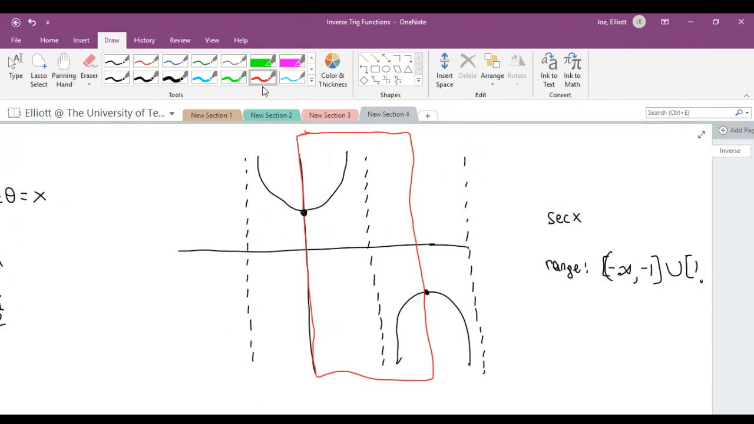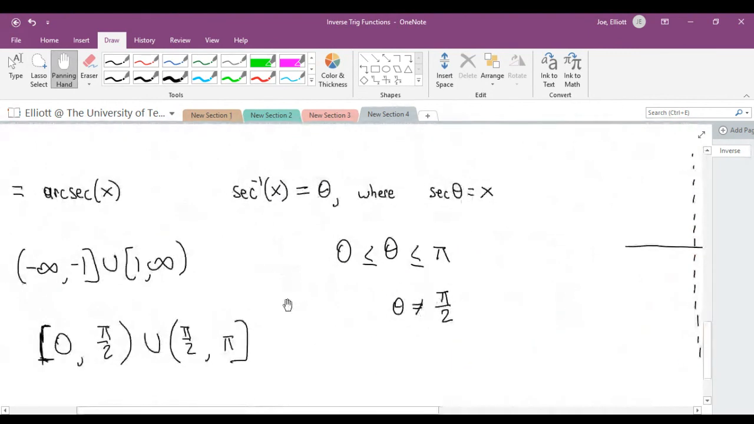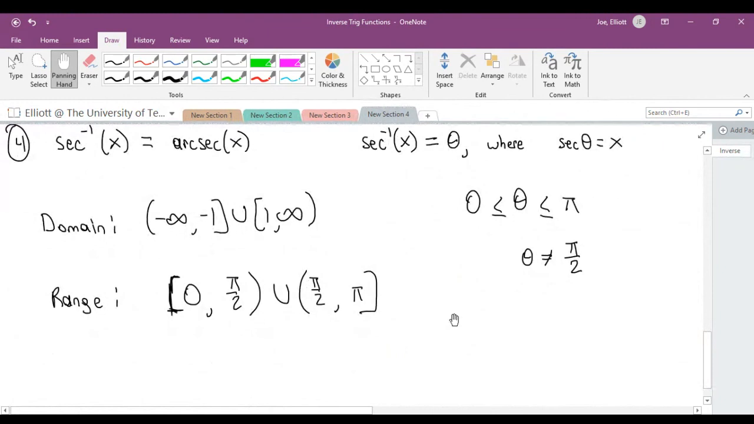But then you could, in theory, choose a different strip and get a different inverse as well. But for the arcsecant function, we choose to work with that strip between 0 and pi, okay? All right, any questions about that?